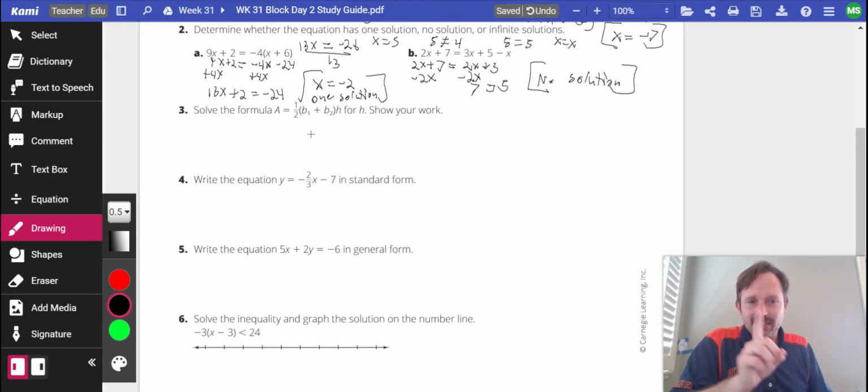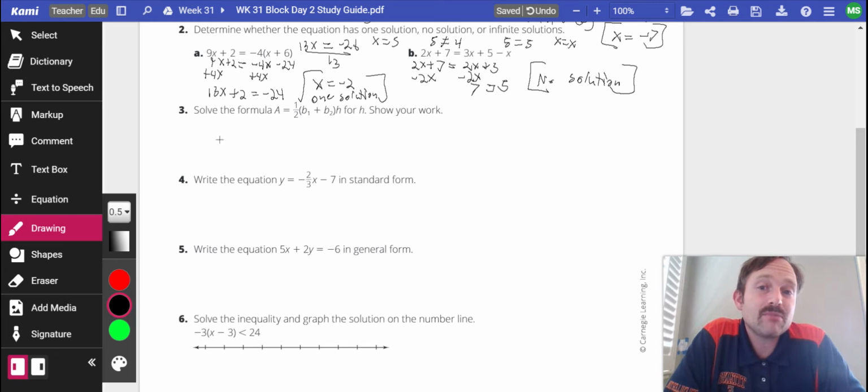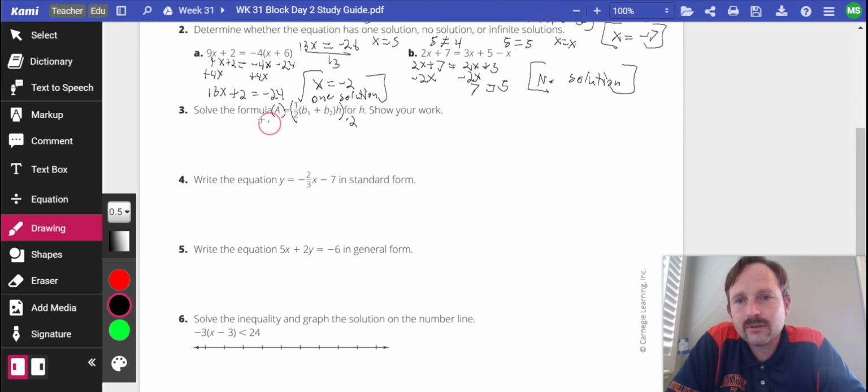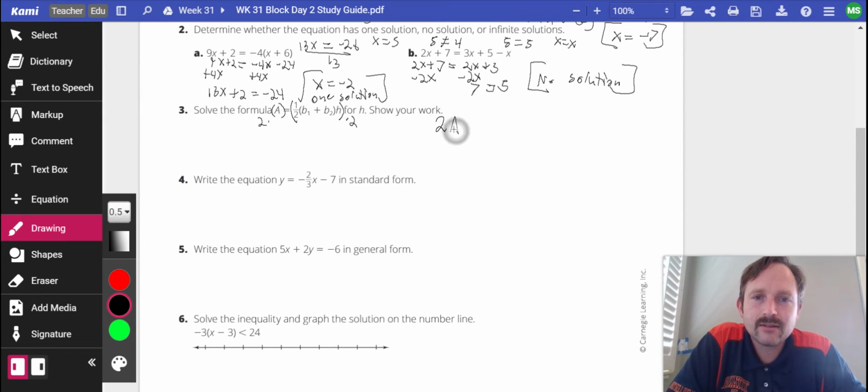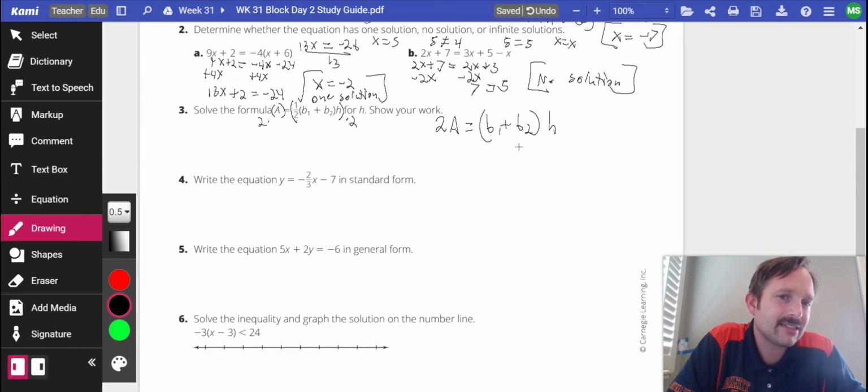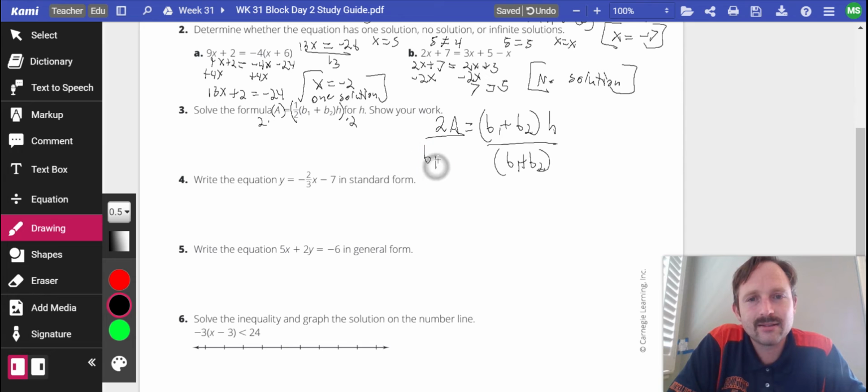Solve the formula A equals 1/2 (B1 plus B2) times H for H. Well, this one's easy because we can do it in one step. Hypothetically, we could multiply both sides by 2. So we'll get 2 times A is equal to (B1 plus B2) times H. How do we get rid of this grouping times H? Well, then we just divide by (B1 plus B2) in parentheses on both sides.